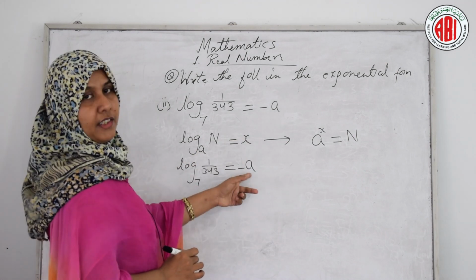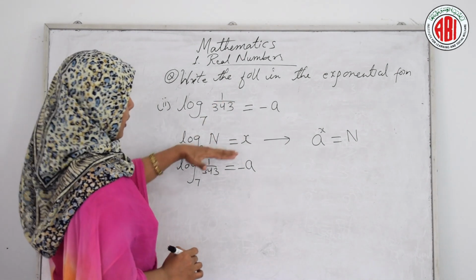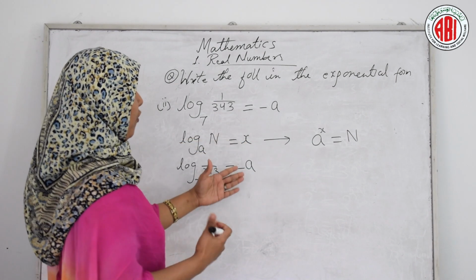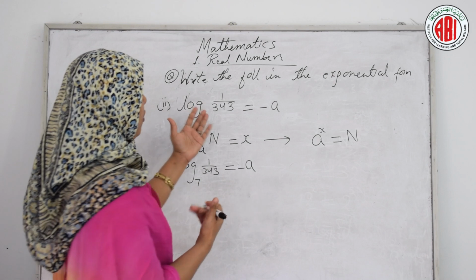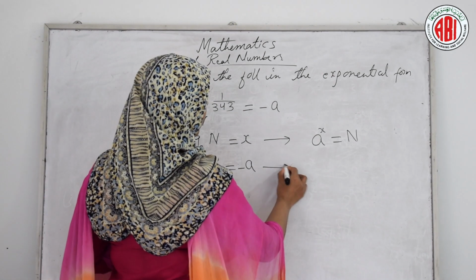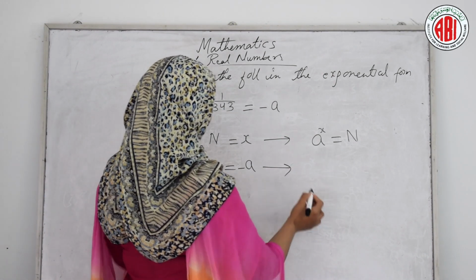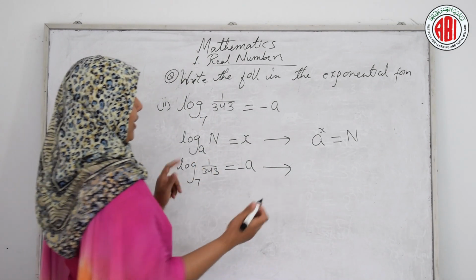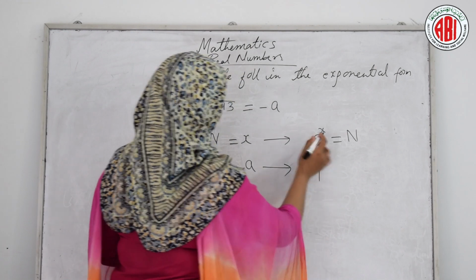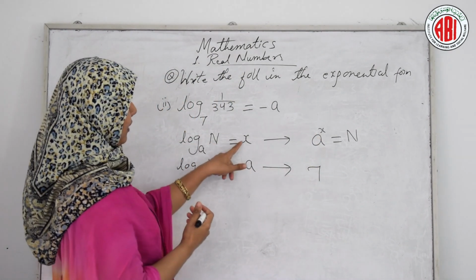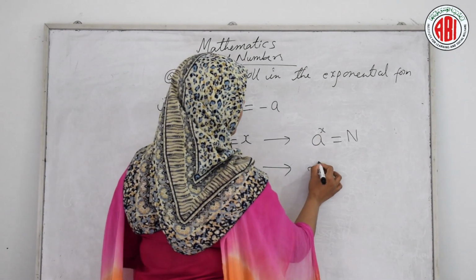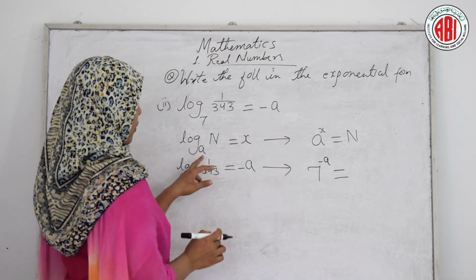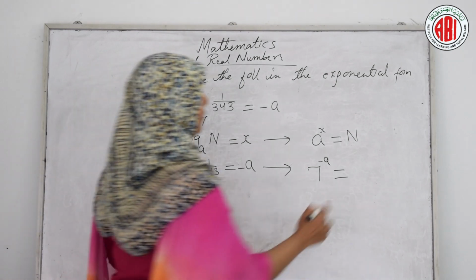Don't get confused between this a and this a. That is why we are using the general form. So x is nothing but minus a based on the general form and based on the given question. Let us convert. What do we have as a? A is 7 here. In the place of x we have minus a, and that is equal to n. N is 1 by 343.